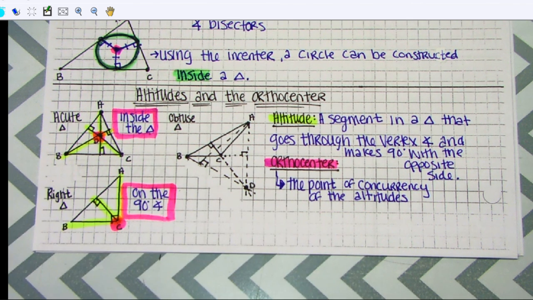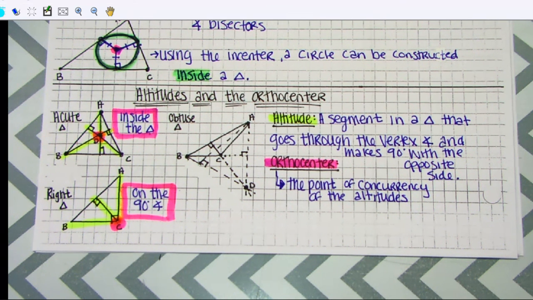Orthocenters can be a little weird because they can move. They're not always inside, right in the center. Depending on the type of triangle, it moves around. So if the triangle is a right triangle, the orthocenter is located on the 90-degree angle. Okay.